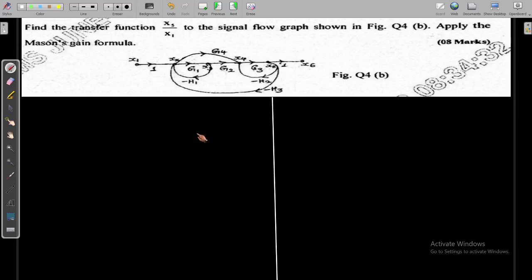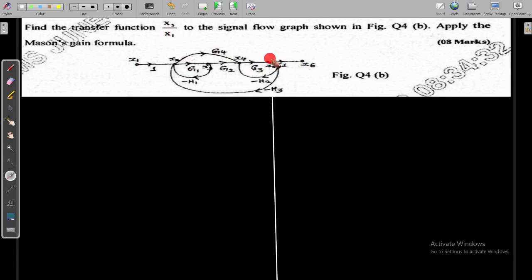Today we are going to see another problem based on the signal flow graph by using Mason's gain formula. Let us see the problem. So it is the given problem. He is asking for the transfer function x6 divided by x1.